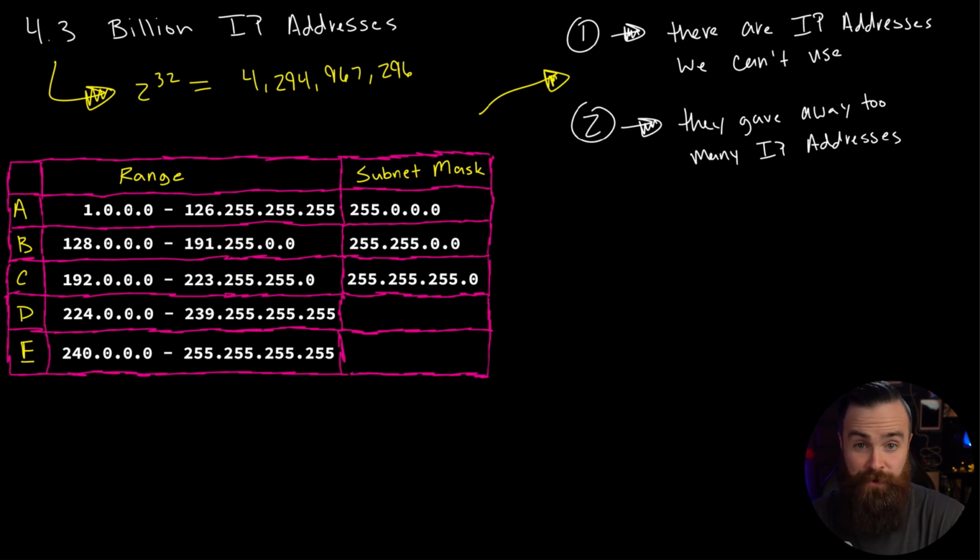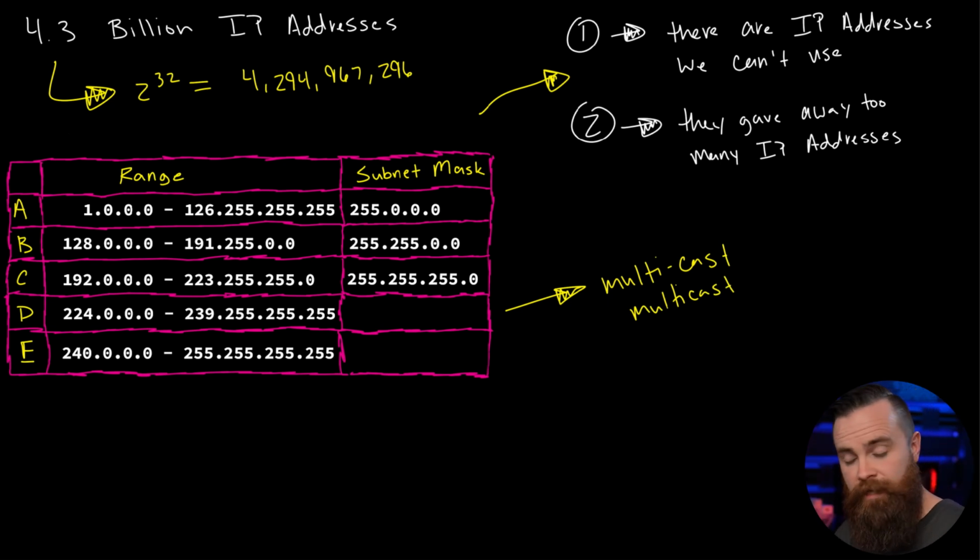So now let's talk about my biggest problem with this, which is that there are IP addresses that we cannot use. We just can't. So Class D and E, notice they don't have a subnet mask because it doesn't matter. Class D IP addresses are reserved for multicast. All you have to know about those is that they're very important to networking and you can't use them right now. So don't worry about it. Just memorize what they are.